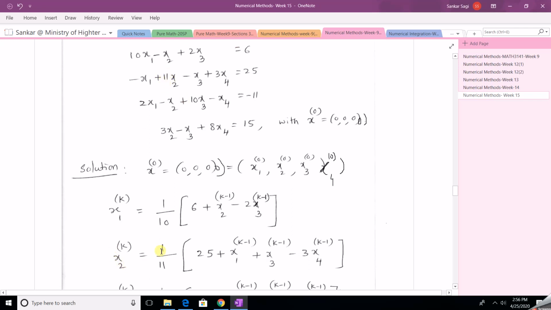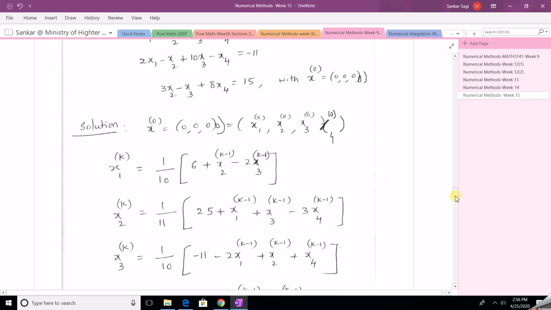Therefore, x2 is equal to 1 over 11 times 25 plus x1 plus x3 minus 3x4 that I have written. After that, you have to divide by 11 to get x2. So we got the value of x2 from the second equation. We write k in brackets here, and here k minus 1, k minus 1, k minus 1.